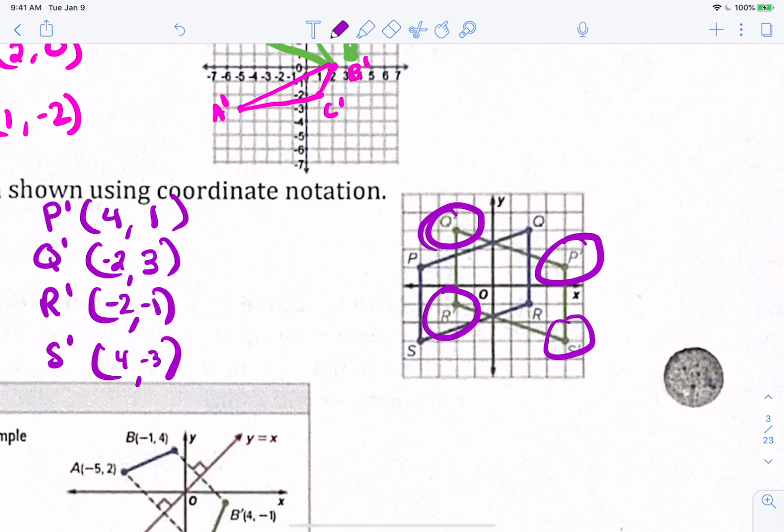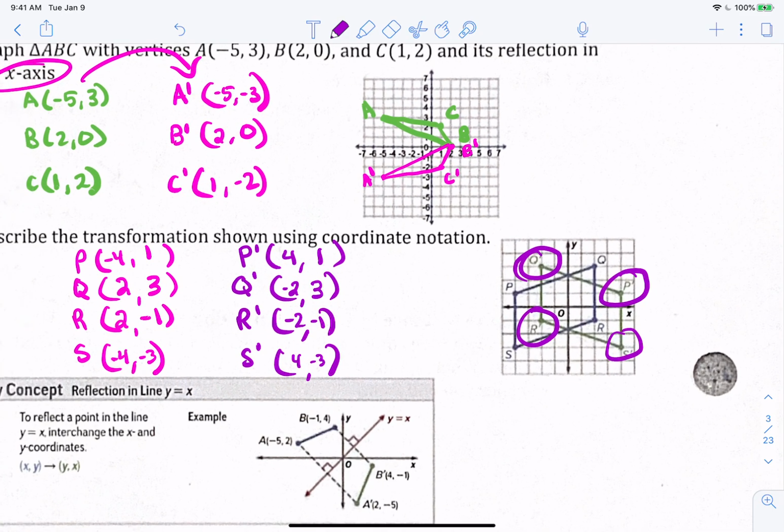So if I put those coordinates side by side, negative 4, 1 became positive 4, 1. 2, 3 became negative 2, 3, etc. What is happening? Reflection across the y-axis.